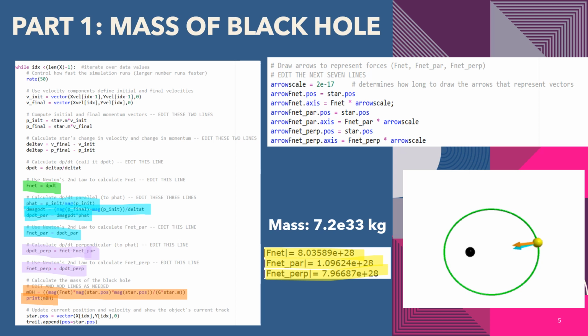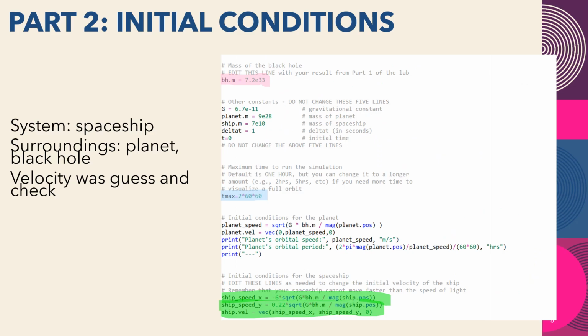So in the F net direction, you have 8.03 times 10 to the 28, and then the F net parallel, this is magnitude by the way, it was 1.09 times 10 to the 28, and then for the perpendicular direction, it was 7.96 times 10 to the 28. And then that is the model in the corner, as you can see.